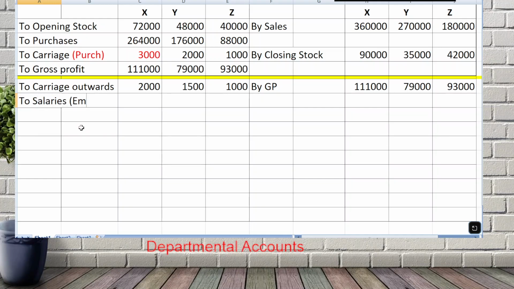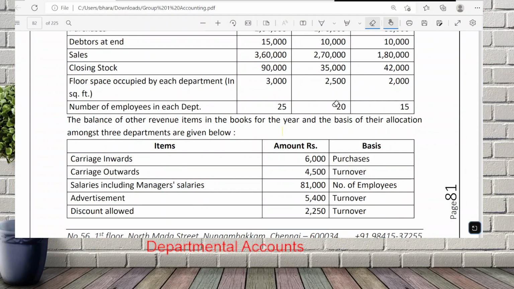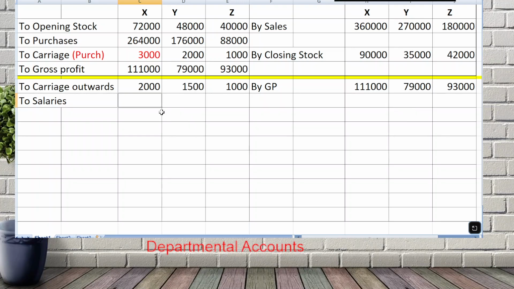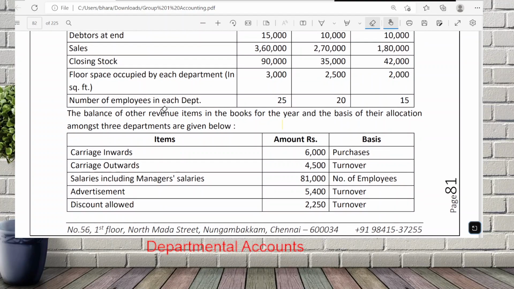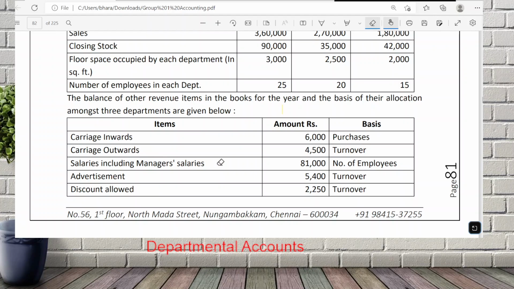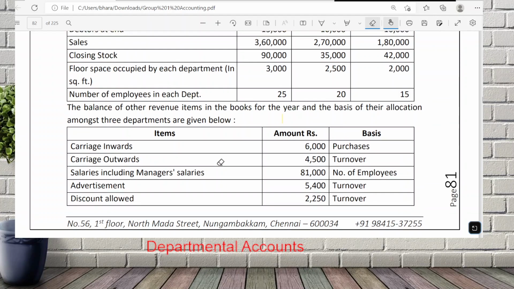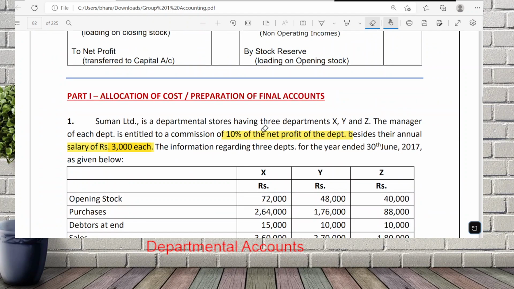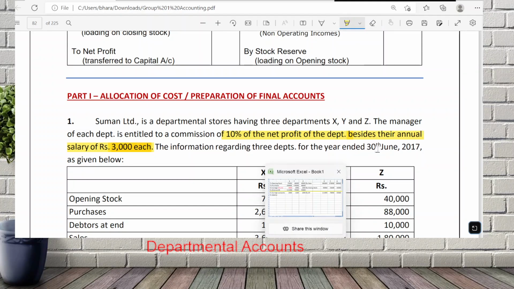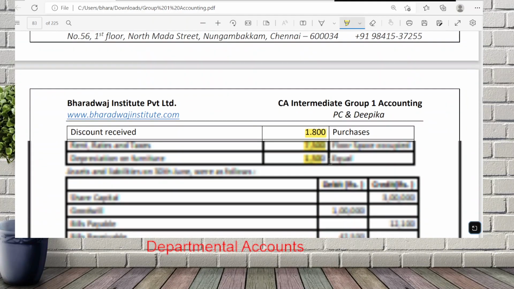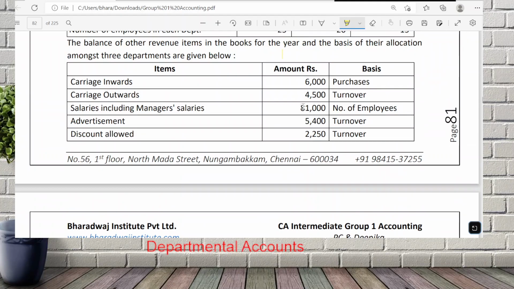Salaries based on number of employees, 25 is to 20 is to 15. Salary includes manager salary. What is the manager salary? 3,000 for each manager is included. So what you have to do? Wait. The salary is 81,000. This includes manager salary.